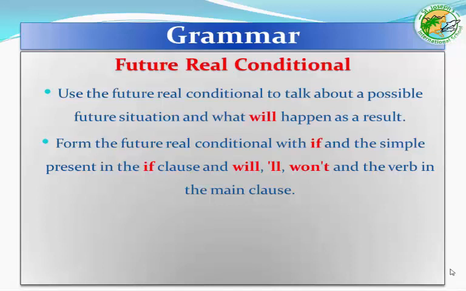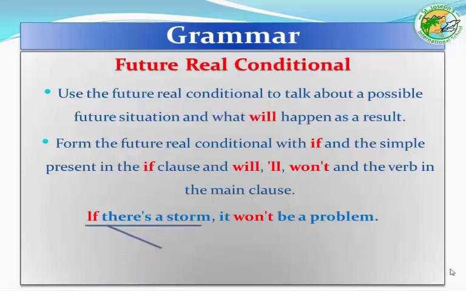There is an example to understand what we said now. Here, if there is a storm, and we have this, it won't be a problem. So what can we say? We can say this is an if clause, if there is a storm, okay? And on the other hand, it won't be a problem. This is what? This is the main clause. So here if plus present simple, on the other hand we have will or won't plus infinitive. Okay?